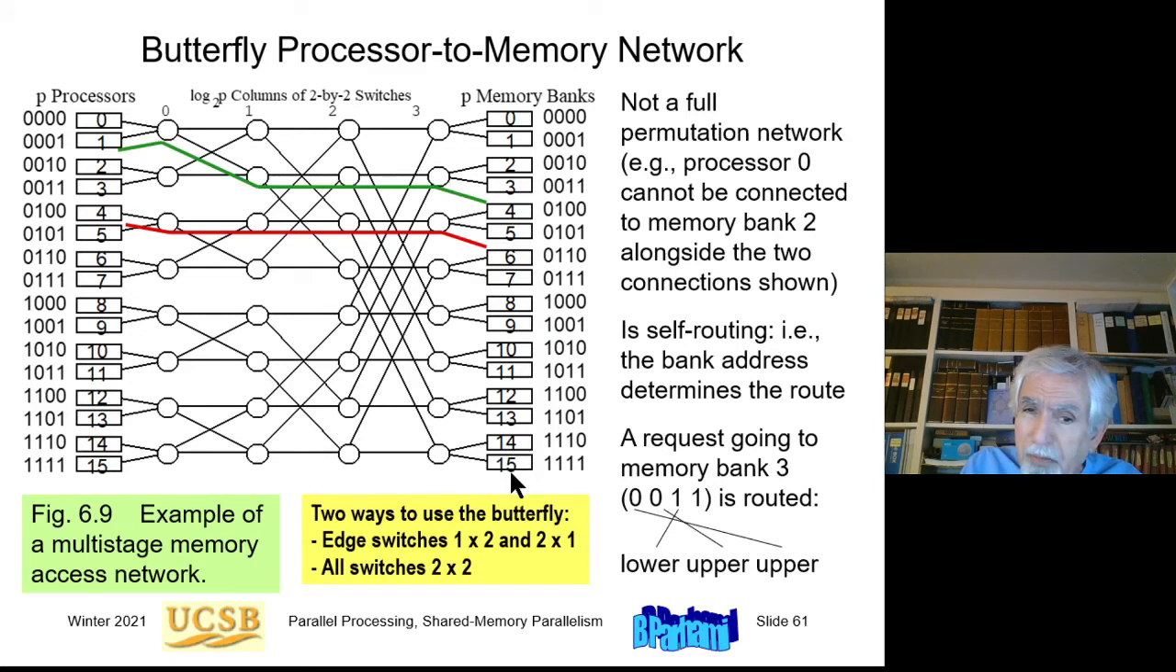There are reasons we might want to do that, even though it would accommodate fewer processors and fewer memory modules, because the possibility of conflict in routing is reduced when you use fewer processors and fewer memory modules.